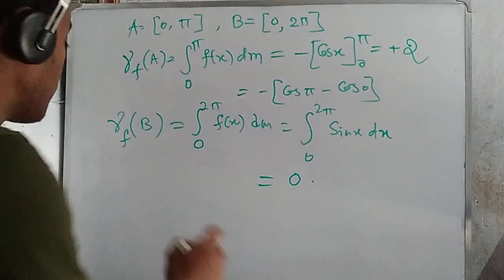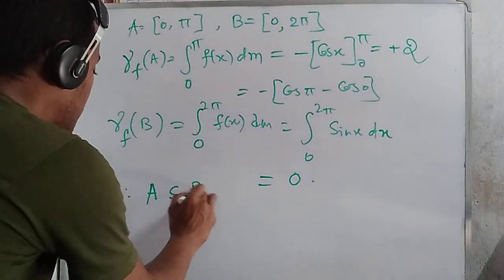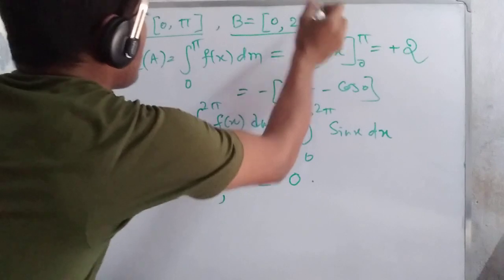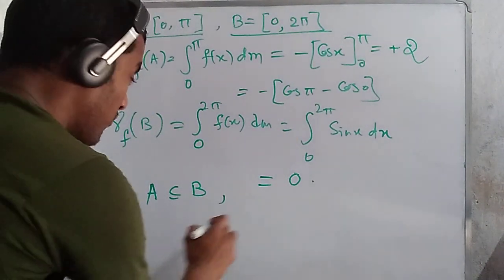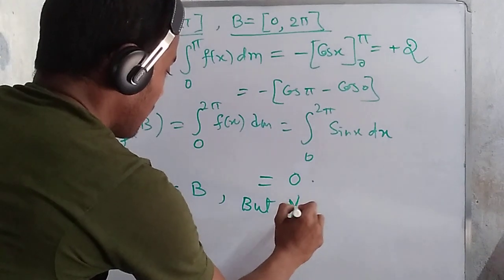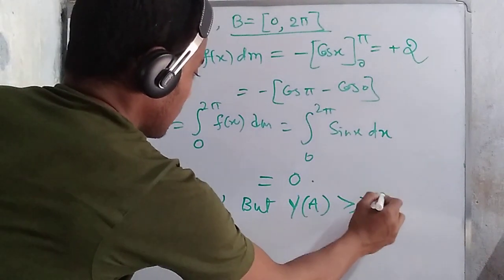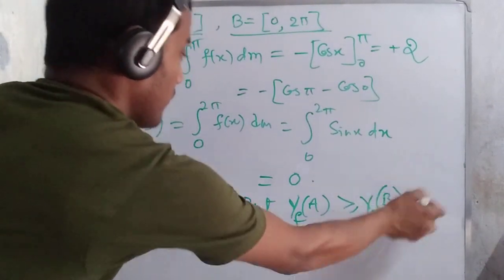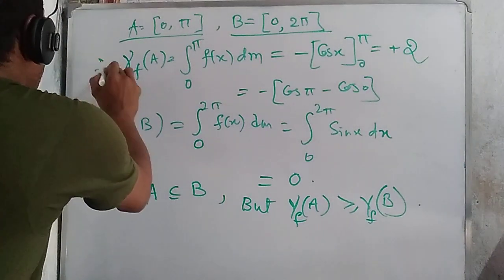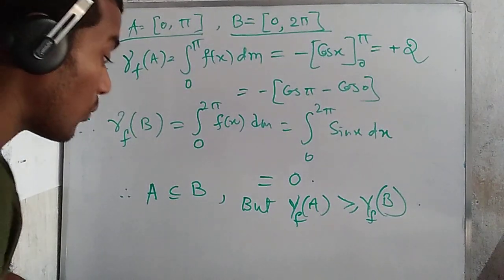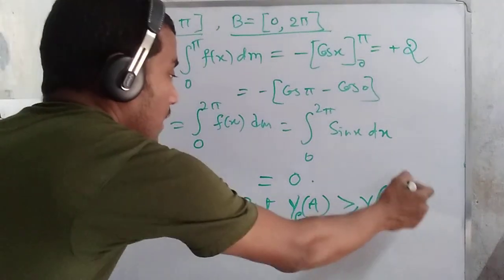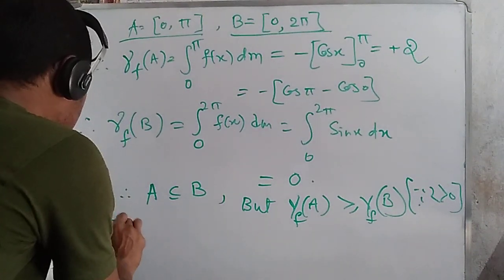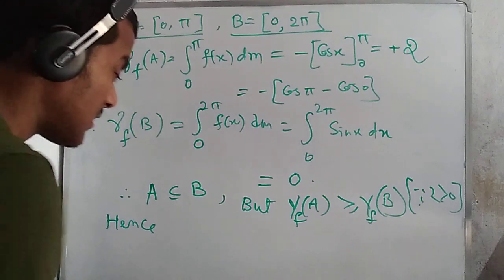Okay, then we note that a is a subset of b, because 0 to pi closed and 0 to 2 pi closed, obviously a is a subset of b. But gamma f a is greater than gamma f b. This one happened. So what happened next? We write 2 greater than 0.